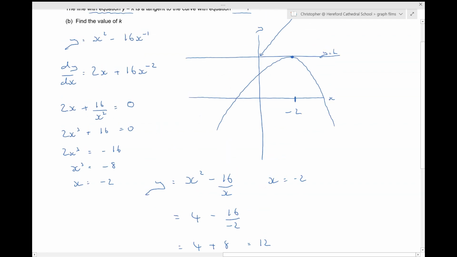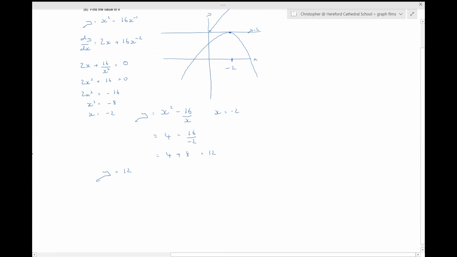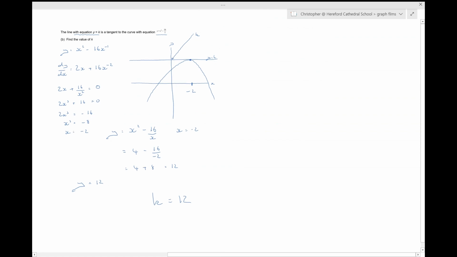So this line here, the line y equals k, must be the line y equals 12. And the question says find the value of k. So my answer is that k is 12. And that is that question complete.